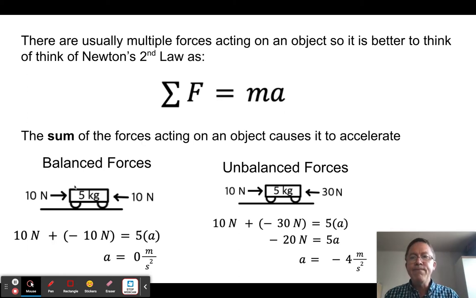We'll keep it really simple, okay? Sometimes we have what we call balanced forces. When forces are balanced, they cancel each other out. You have just as much negatives as you have positives. So I have a 5 kilogram cart.